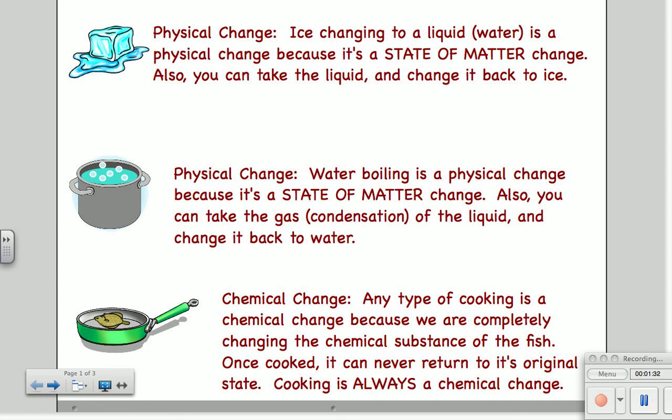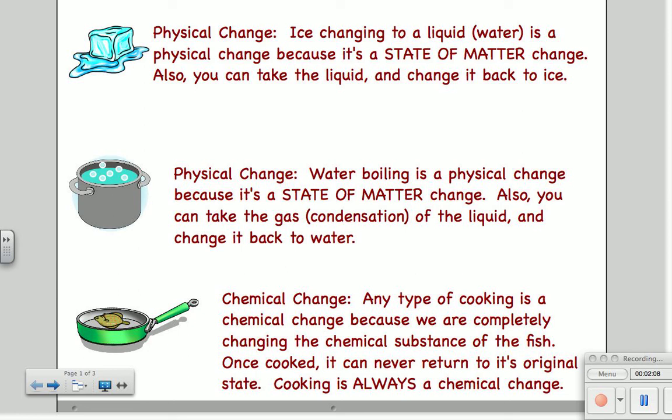Finally, let's take a look at this one. We have a little fishy that's being cooked. And this is one of those red flags that go up. Cooking, burning, rusting, those are all chemical changes because we're completely changing the chemical substance of whatever we're doing. So in this example, we have a fish cooking. We can never get that fish back to its original state. So cooking is always a chemical change. When you burn something, you can never get it back. It is forever changed.